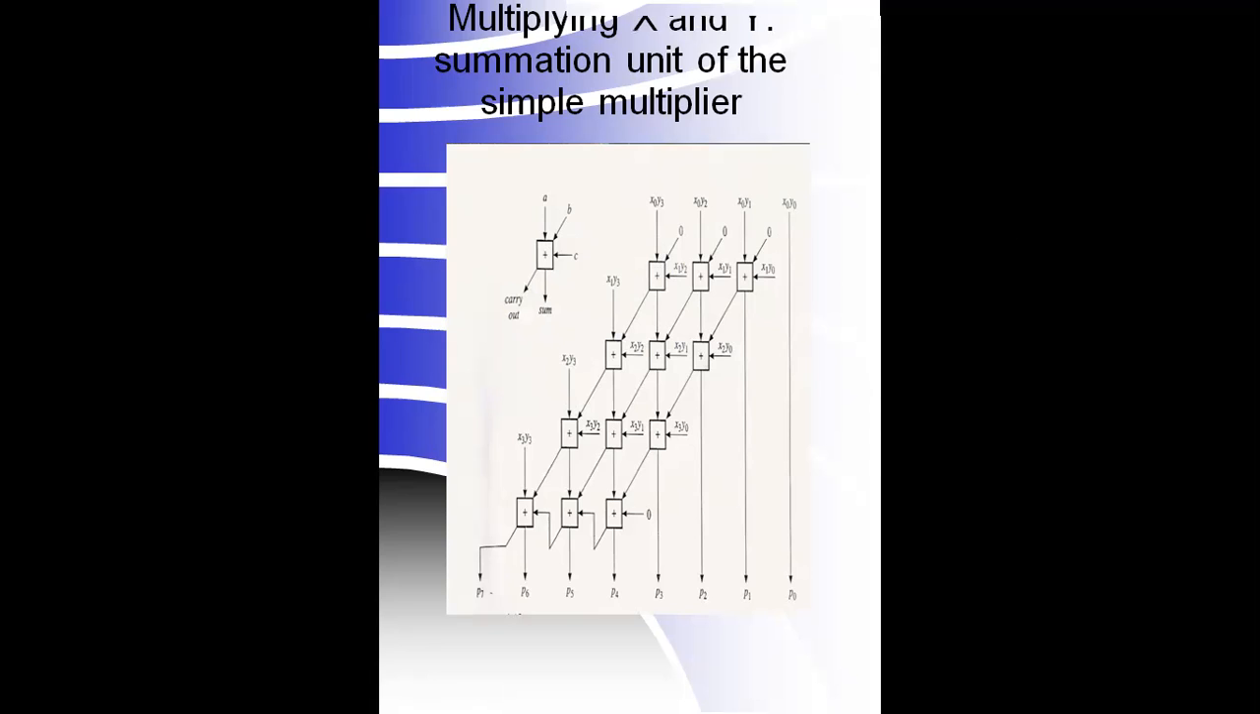If you are adding 2 bits, 0 and 0, the sum will be 0 and the carry will also be 0. In the case of 0 and 1, the sum will be 1 and the carry will be 0. Similarly, for 1 and 0, the sum will be 1 and the carry will be 0. But in the case of adding 1 and 1, what will happen? The sum will be 0 and the carry will be 1. When we are adding 3 bits, that is 1 1 1, the sum will be 1 and the carry will also be 1. This is the full adder or half adder circuit, which is used in the summation unit with a simple multiplier.